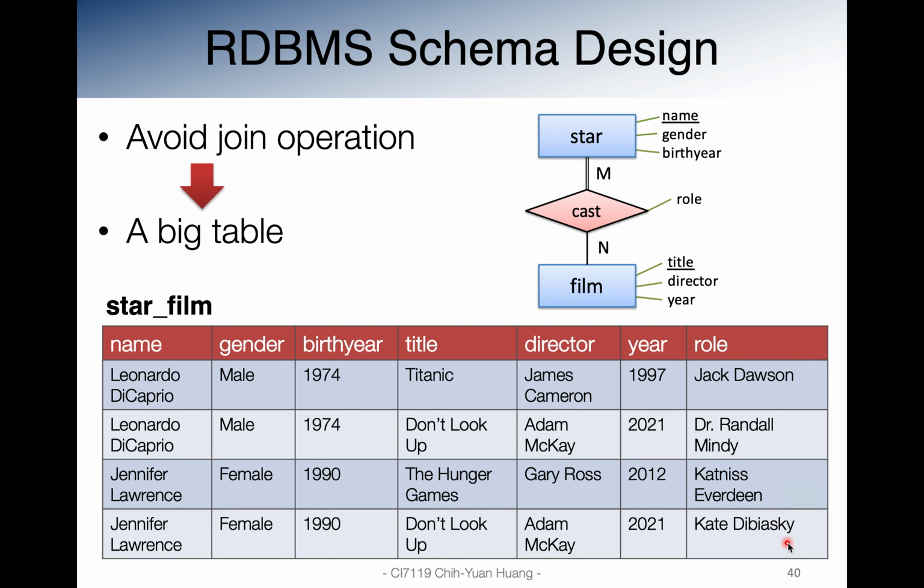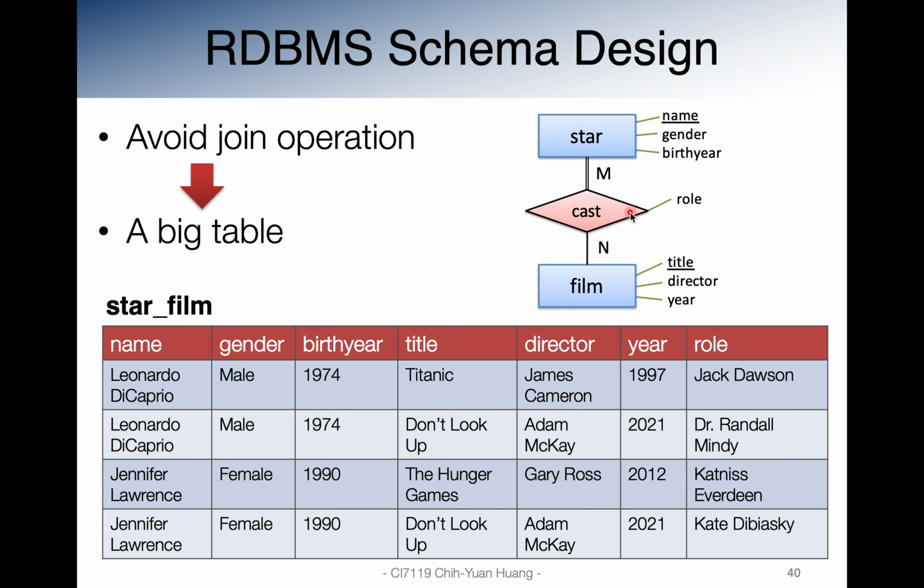So as you can see, if you want to avoid join, then in this case you will have a very big table combining all the attributes that you should have for those entities and also the relationships between them. Like I said, because you don't need to process the join operation at runtime.